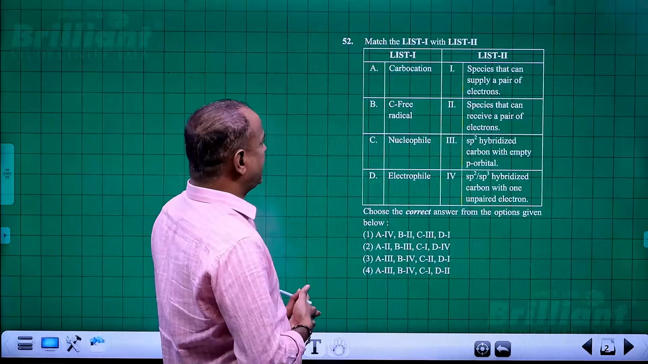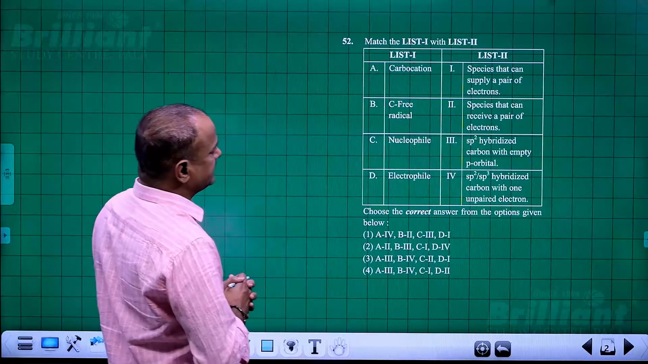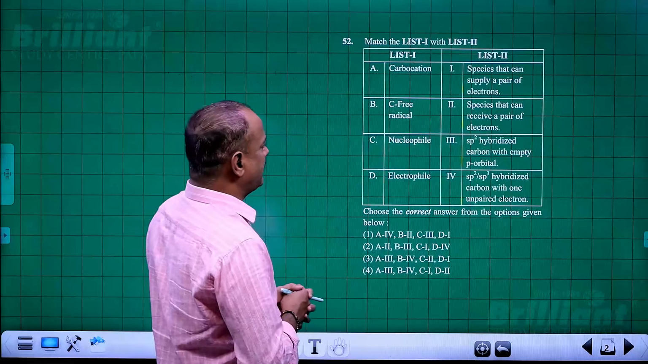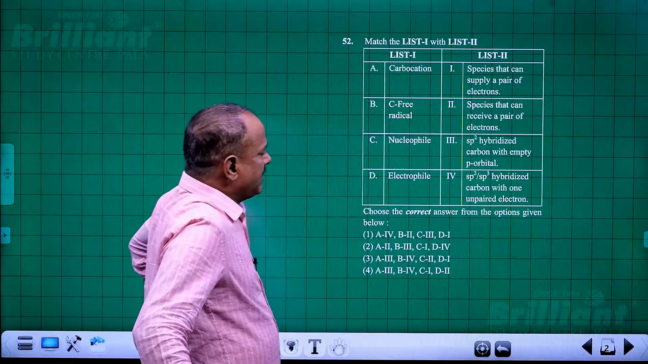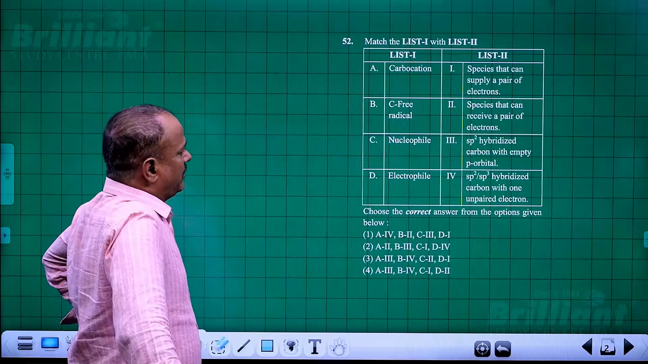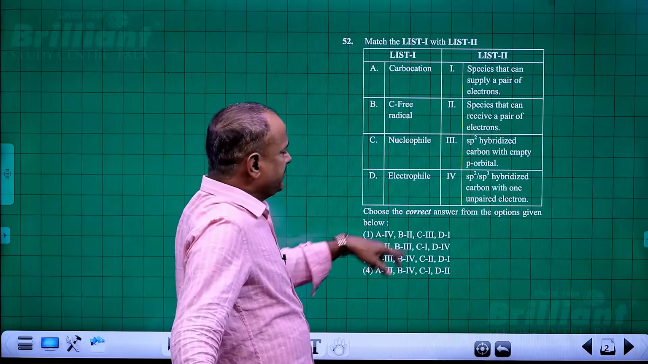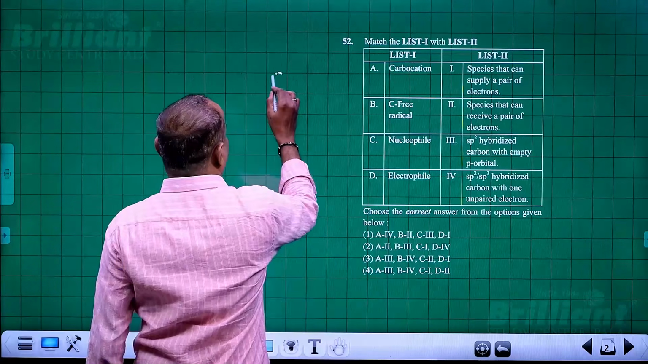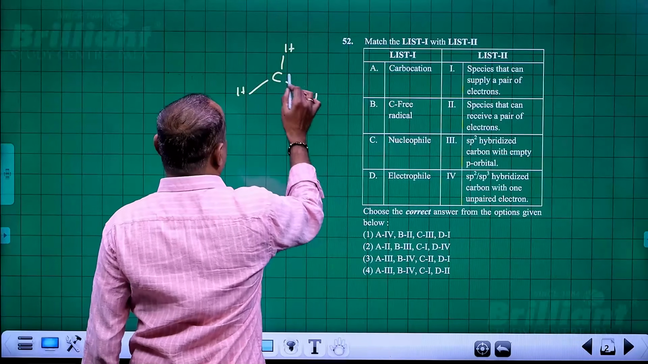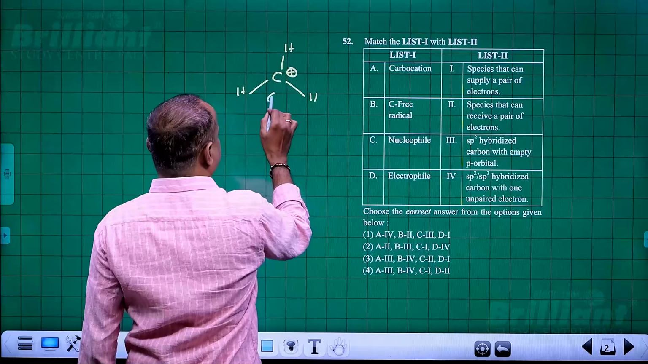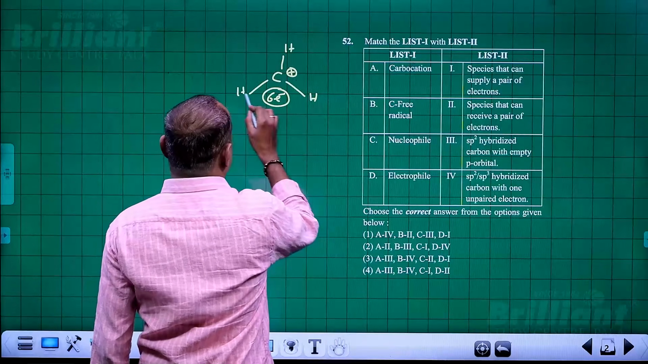Next, 52. Match the following. Carbocation: species that can supply a pair of electrons? No, deficiency. Species that receives a pair of electrons. sp2 hybridized carbon atom with empty p orbital. So actually carbocation accepts an electron pair also, but it is a single matching. sp2 hybridization is another matching for the carbocation because only 6 electrons are present and there is a deficiency of electrons.